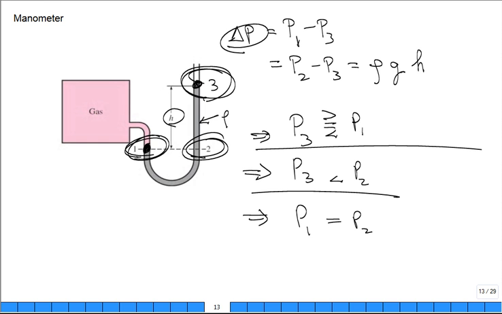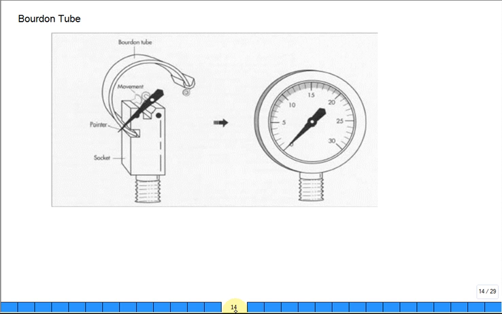How about a Bourdon tube? Well, it's a device, and I know I have one. I want to pass it around. This is a gauge, right? And you can unscrew the lid, and then you can push out the innards and look at it. And right there's a Bourdon tube, just like in the illustration.